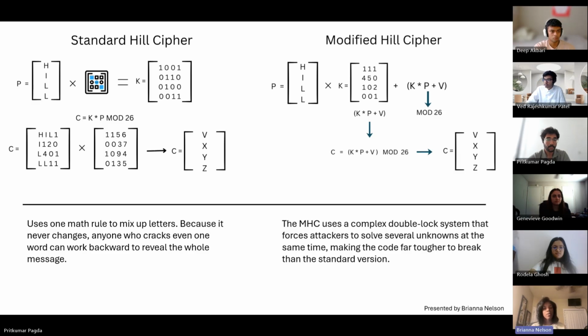And so here's a simple example comparing the standard Hill cipher and the modified Hill cipher. On the left, you encrypt the message, but you have to put it through a single matrix to get your ending text. While with the modified Hill cipher, you encrypt it in two different layers, which builds that double lock security system that prevents attackers from solving the multiple unknowns they have to figure out.